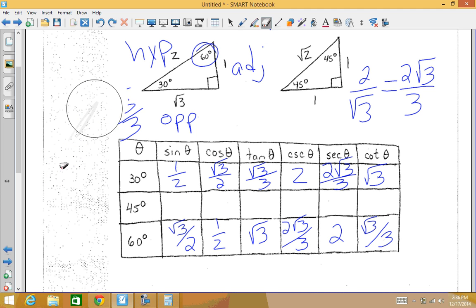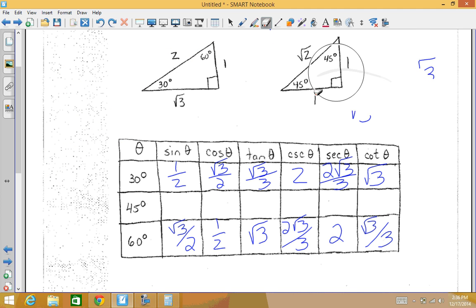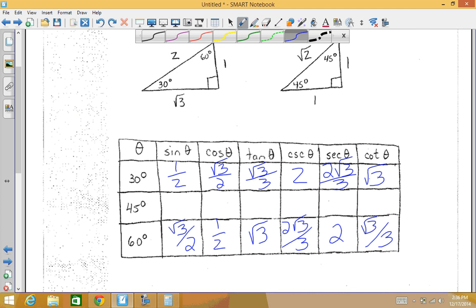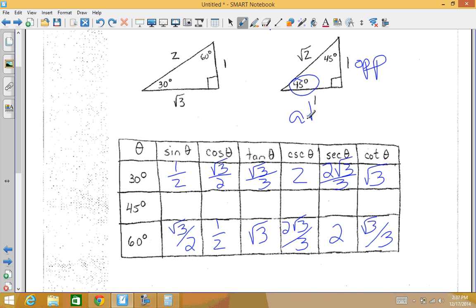All right, let's go ahead and do the 45, and we'll be done for today. 45 is a little bit easier because it doesn't matter which 45 you pick, you're always going to get the opposite to be 1, the adjacent to be 1, the hypotenuse the square root of 2. So the sine of 45 degrees would be the opposite, 1, over the hypotenuse. That's 1 over the square root of 2. Getting rid of the radical, we get the square root of 2 over 2.